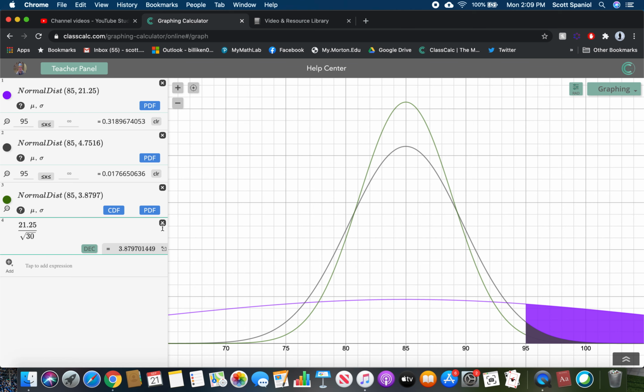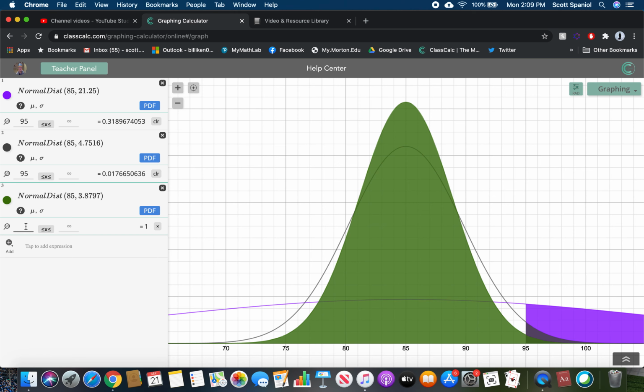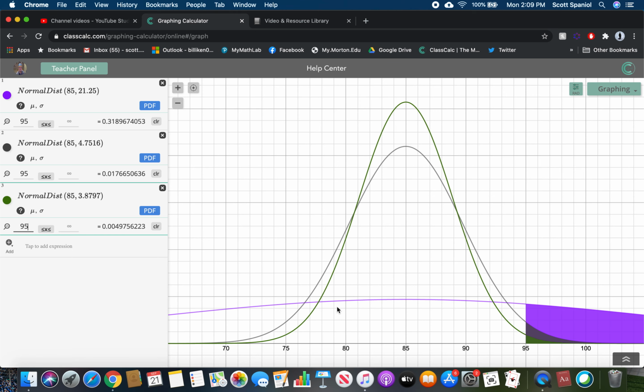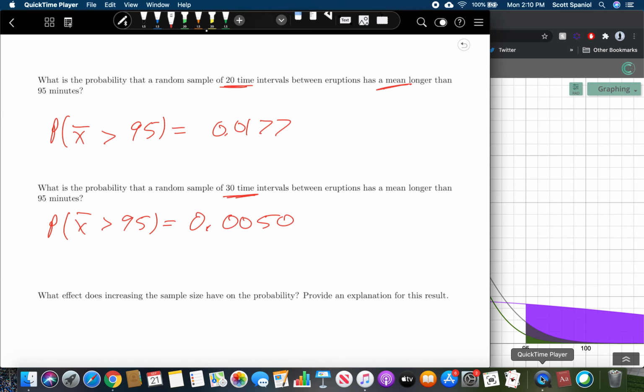And we can see from the graph that it got even taller and narrower because once again the standard deviation is smaller, so our graph is less spread out, and so this area over here on the far side should get even smaller, right? So 95. And so now we're down to this area getting even smaller in here. So that's 0.0050 if I round to 4 decimal places.